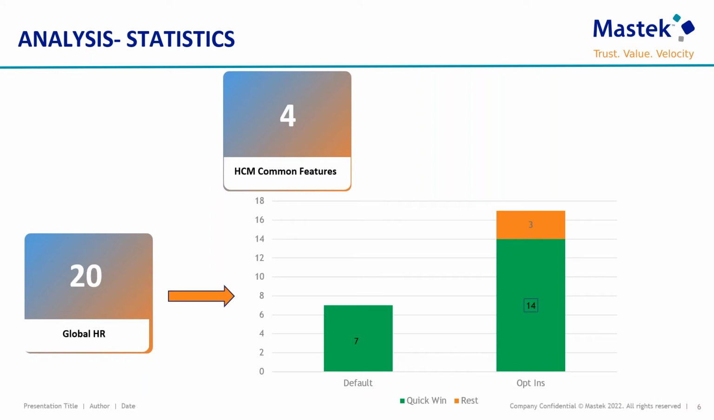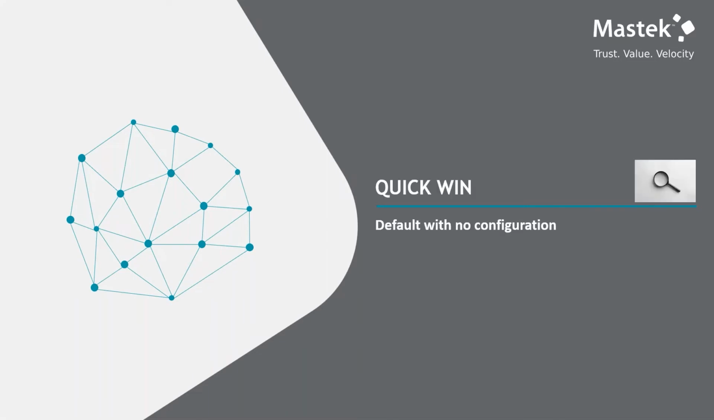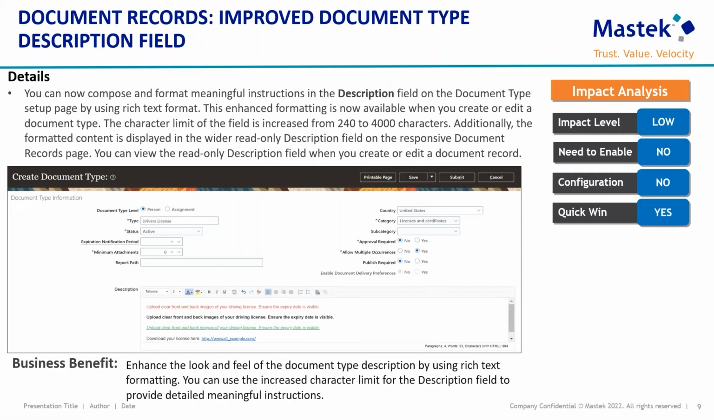So moving to the session, moving to the features, the global human resource. Let us go through the category of quick and default with no configurations. These are the features which are available by default, and no configurations or efforts are needed from your end to utilize these.